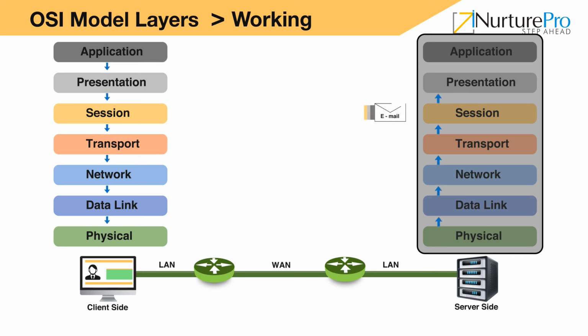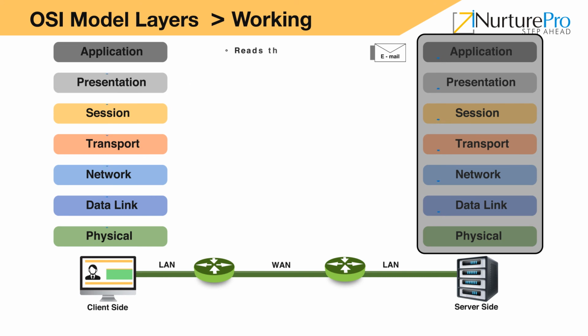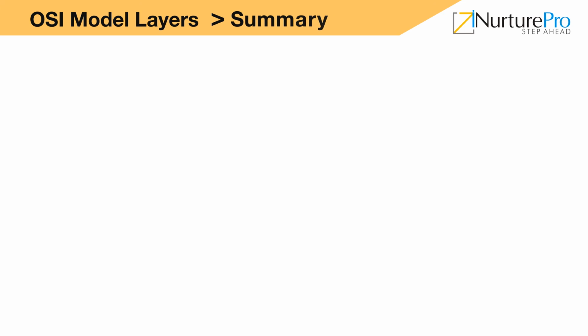Session layer uses the session information to determine which communication stream the data belongs to. Presentation layer. This layer uses the information passed by the session layer to be able to interpret the data for the specific machine. Application layer. The application will read the SMTP commands that the application layer on the sender sent, and hence the email will be received. Let us have a quick recap on what we discussed.